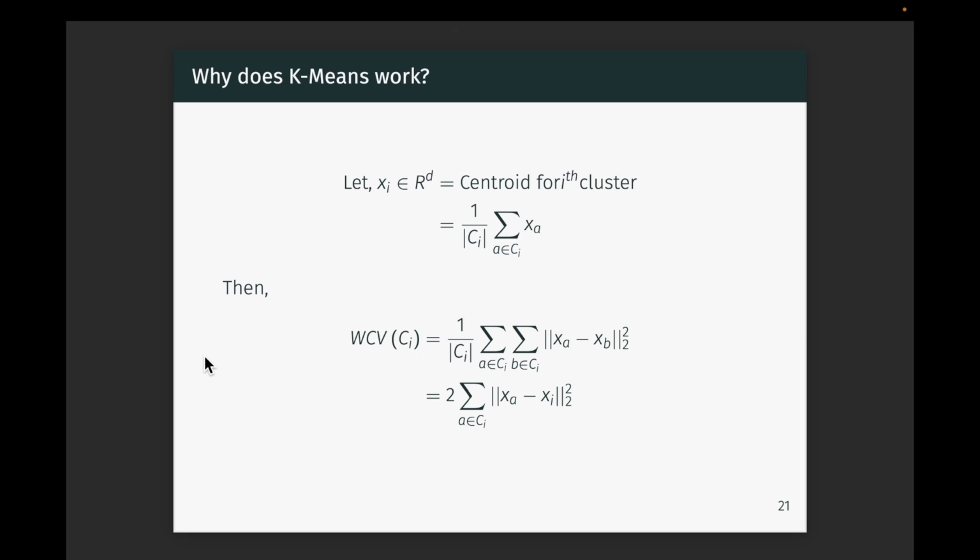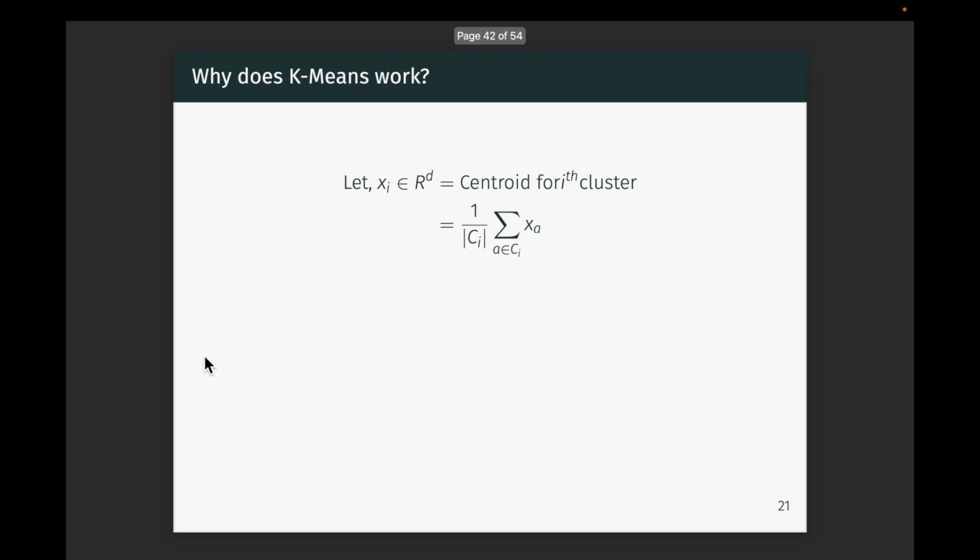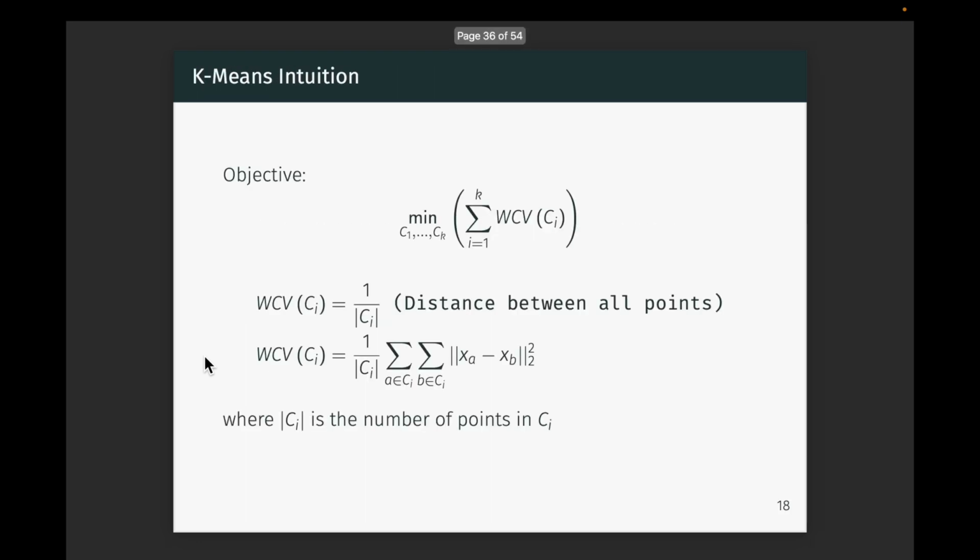The specifics of why we can rewrite this expression, 1 over the number of points in Ci times the distance between all the points, which is looking at all the pairwise points, and how that relates to the centroid, I leave up to you as a homework exercise. So this particular expression that you're seeing does not involve the centroid. Right? This is looking at all the pairs of points.